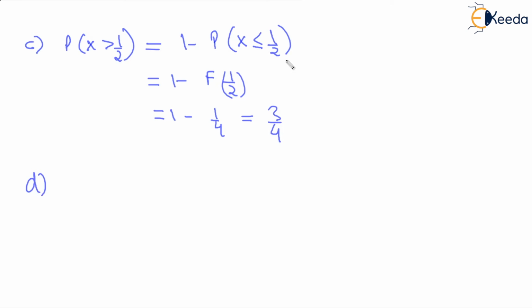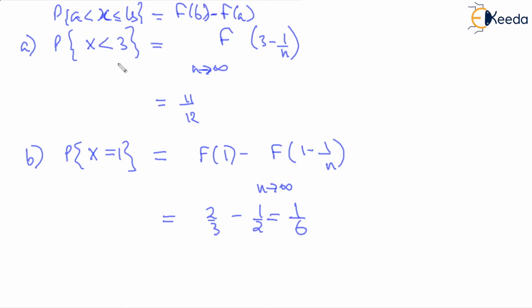We can see there is no lower limit. If there is no lower limit, we can directly put the distribution value for that value. In this case it is x less than equal to 1 by 2, so we are putting 1 by 2. But in the previous case it was x less than 3, it was not x equal to 3. Had it been x equal to 3, we could have written f of 3, right? So there is a difference.